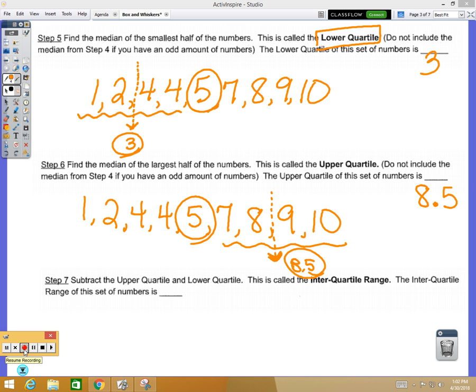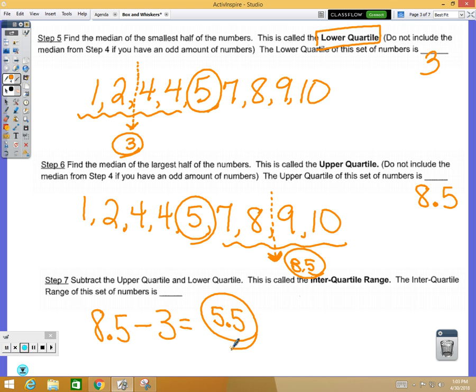Okay, so again, we found the median of the bottom half, which is the lower quartile, and the median of the upper half, which is called the upper quartile. And step 7 says subtract the upper quartile and the lower quartile. So what was our upper quartile? 8.5. You want to do your largest minus the small one. What's the lower quartile? 3. So what is the difference in that? 5.5. So our interquartile range is 5.5. Again, that is the interquartile range, 5.5.